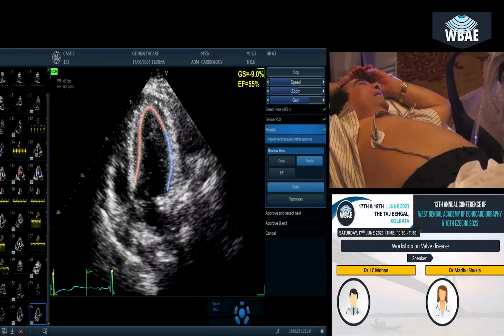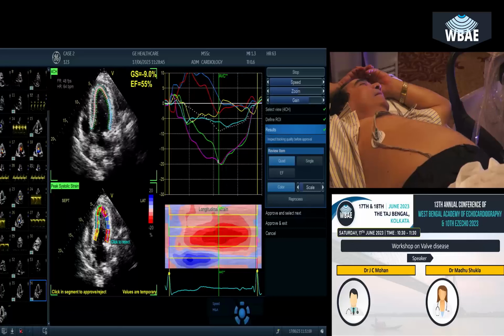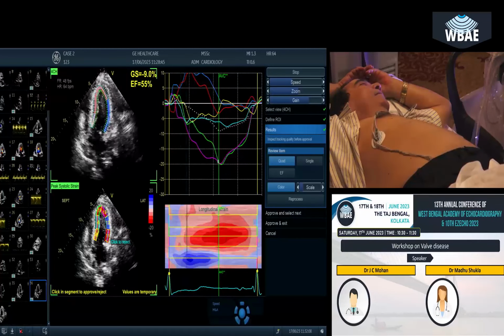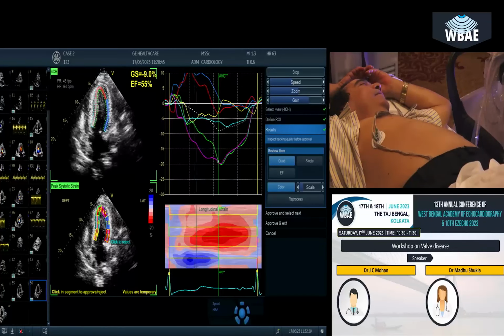So there is definitely apical sparing, and you can clearly see it: 18 and 6, the ratio is 3. SAB is 3, which is one point in favor of amyloidosis. The other thing is you average this 19, and then you average these four segments, and half of that. If the ratio exceeds one, this is the regional strain index, 38 divided by 37. It exceeds 1, so the RSI is also more than 1, which is suggestive of amyloid. And overall strain is much lower, more in favor of amyloid.